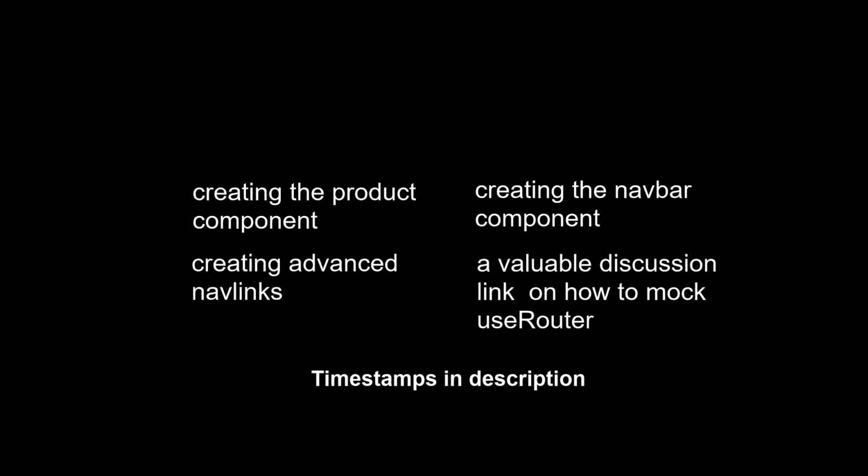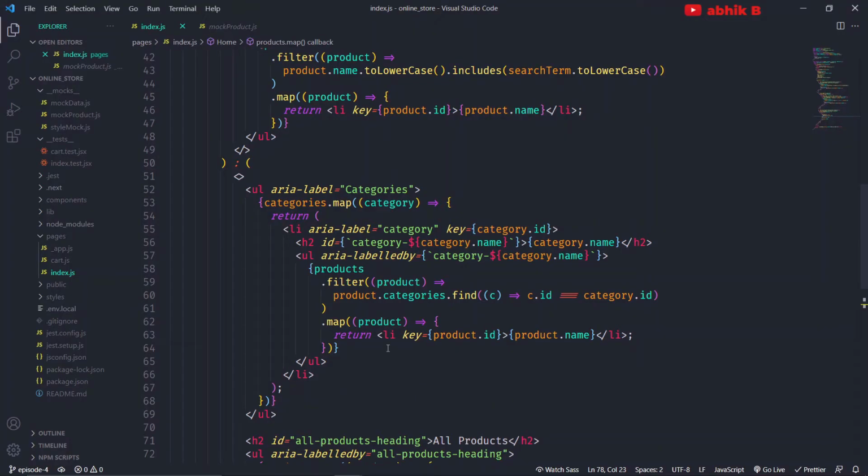So in the index page, instead of showing just the product.name for the products here, I want to render a product component which will show the name, the price, as well as a button of add to cart.